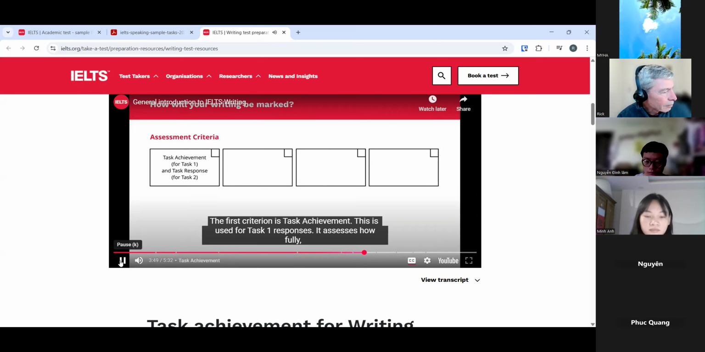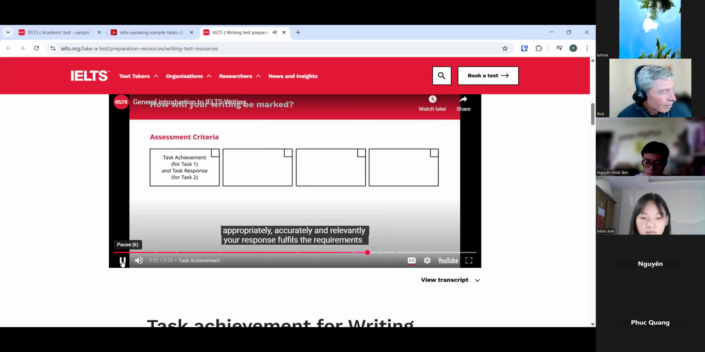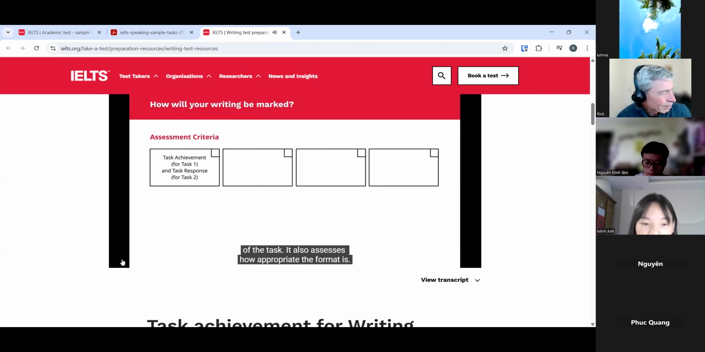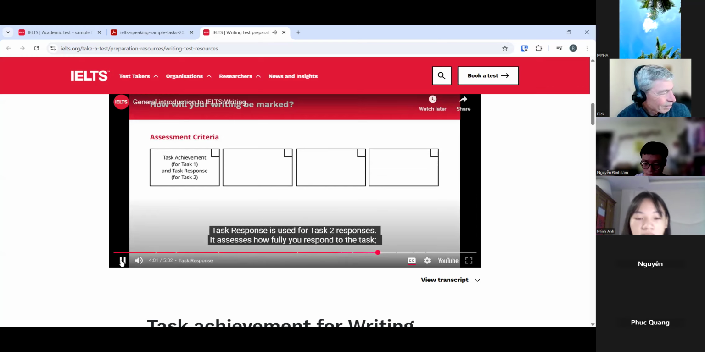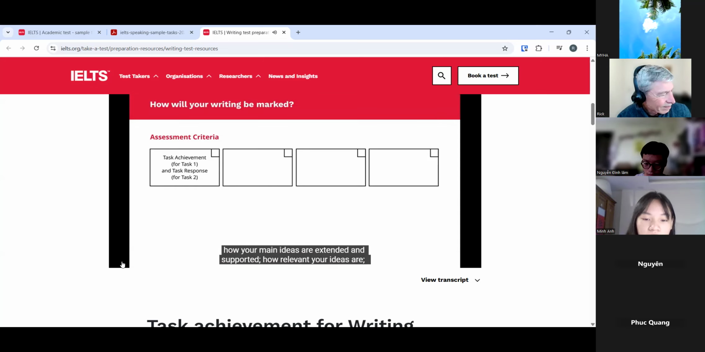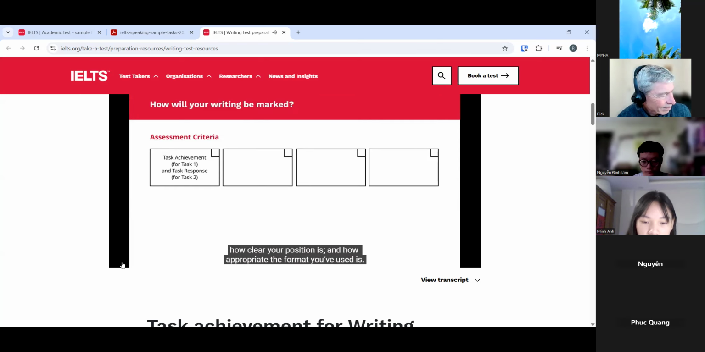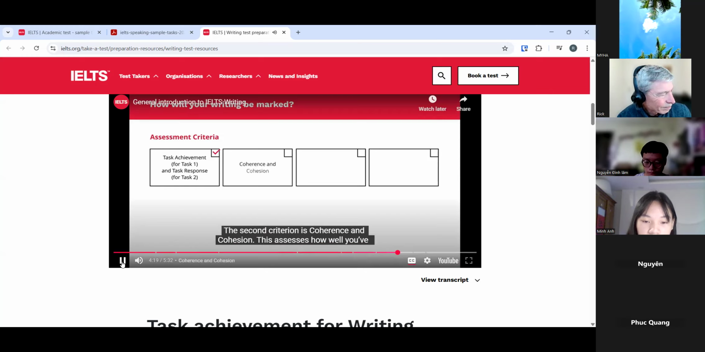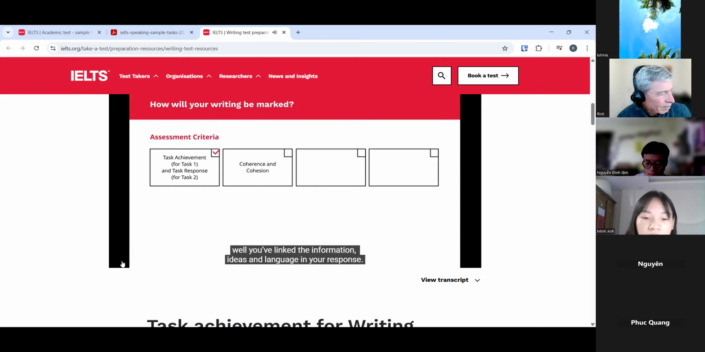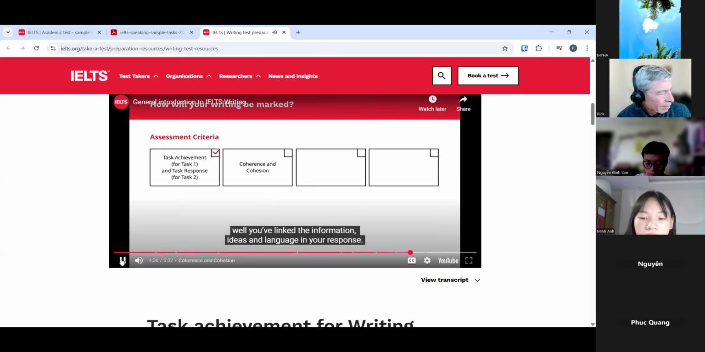It assesses how fully, appropriately, accurately, and relevantly your response fulfills the requirements of the task. It also assesses how appropriate the format is. Task response is used for Task 2 responses. It assesses how fully you respond to the task, how your main ideas are extended and supported, how relevant your ideas are, how clear your position is, and how appropriate the format you've used is. The second criterion is coherence and cohesion. This assesses how well you've organized your response, how logical the development of the message is, and how well you've linked the information, ideas, and language in your response.